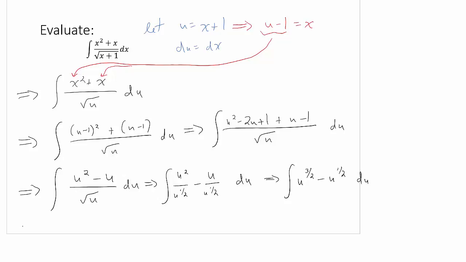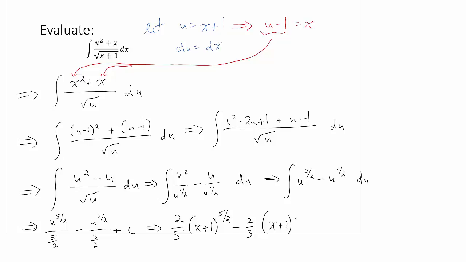And so then I would have u to the 5/2 over 5/2 minus u to the 3/2 over 3/2 plus a constant. And let's just clean this up a little bit. I can write that as 2/5, and instead of u, (x plus 1) to the 5/2 minus 2/3 (x plus 1) to the 3/2 plus the constant. All right, that finishes up the section.